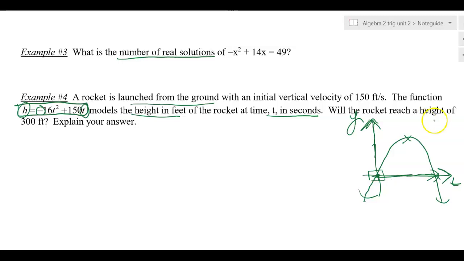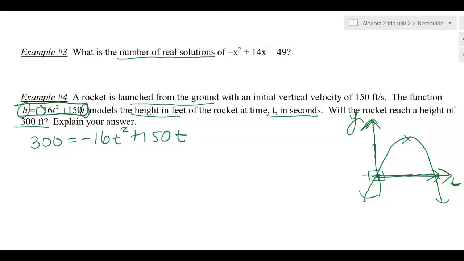It says, will the rocket reach a height of 300 feet? So what are some ways that I can check if the rocket's going to reach a height of 300 feet? There's several ways I can do this. Morgan: 300 into a y place and then do the quadratic formula. Okay, so one way to do this is to plug the 300 into the y place. And she said, then do the quadratic formula.